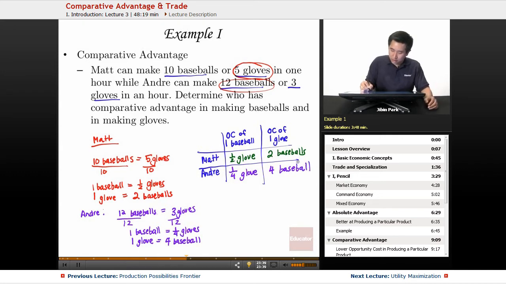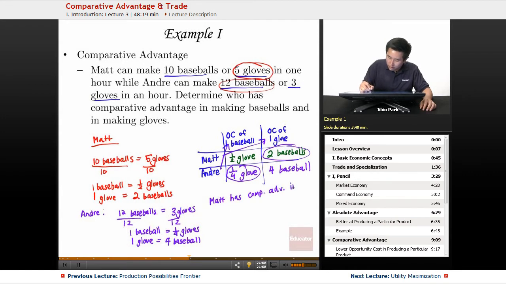So again, we already established this here, but the lower of the two, it's actually easier to compare the whole number if there exist whole numbers rather than the fraction. Well, obviously, 2 baseballs is less than 4 baseballs, so Matt has comparative advantage in gloves, which we already established with absolute advantage. And Andre, 1/4 is less than 1/2, so Andre has comparative advantage in baseball. So Matt has comparative advantage in gloves, whereas Andre has comparative advantage in baseballs.